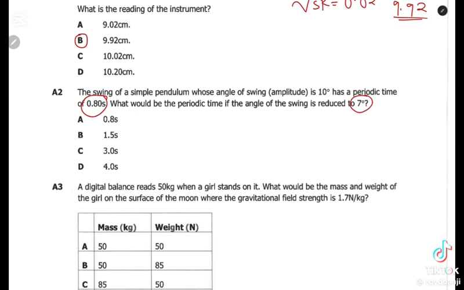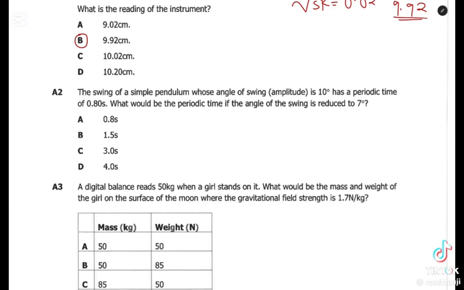Now here, you don't even need to calculate anything. You just need to know the factors that affect the period of a simple pendulum: acceleration due to gravity and the length of the pendulum, and never the amplitude. The factors that do not affect it are the amplitude, and maybe the size of the bulb. Those do not affect the period of the simple pendulum; they are independent of the periodic time.